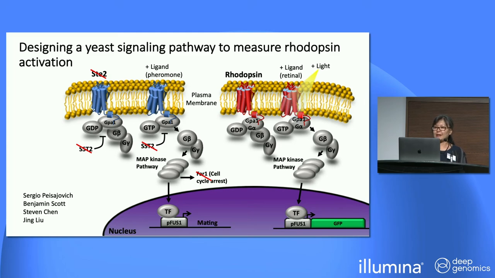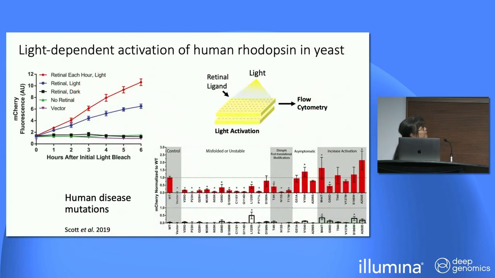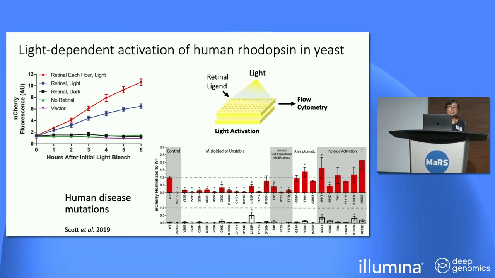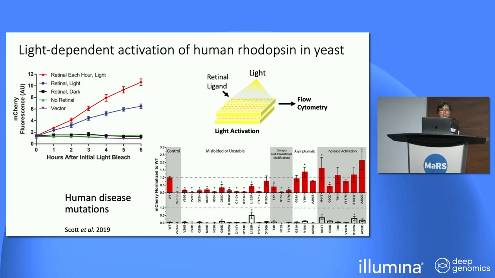Just to try and convince you that this system works, there were many challenges associated, but essentially, you can see that with the addition of retinal to make it light sensitive, in the presence of light, you can see activation of the fluorescent pathway. In relationship to all of the control assays that we did, there was a big difference. Okay, so I'm going to move along with this.